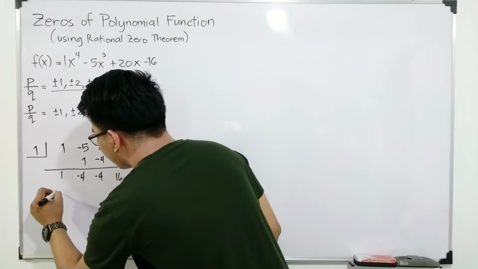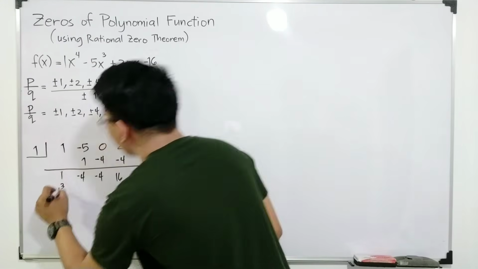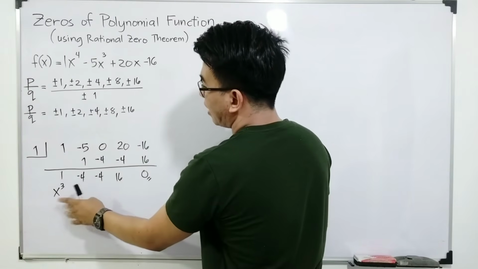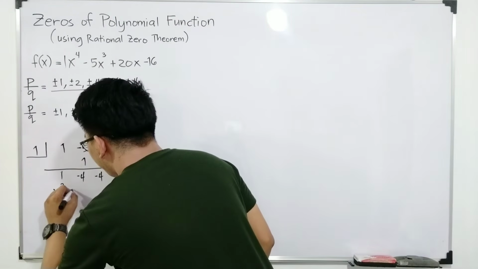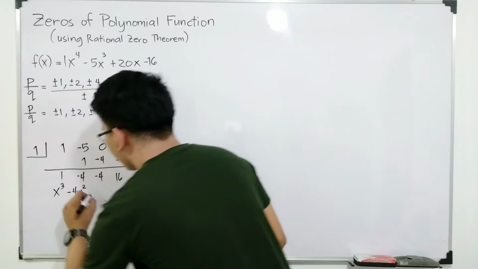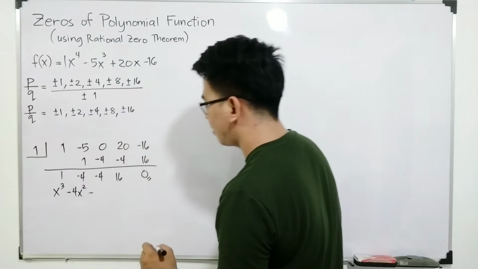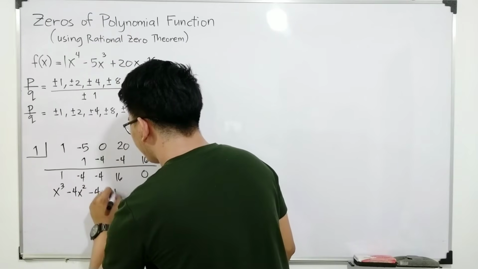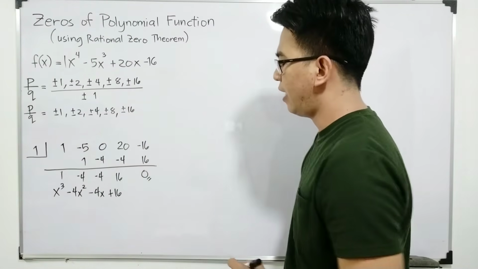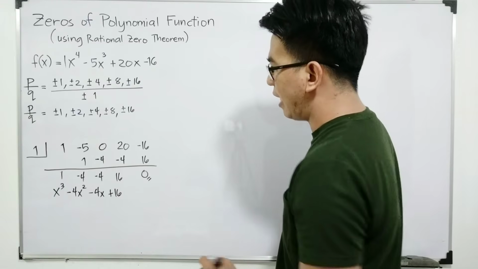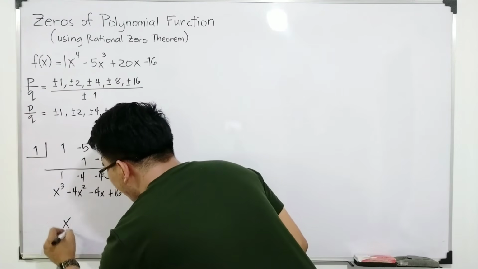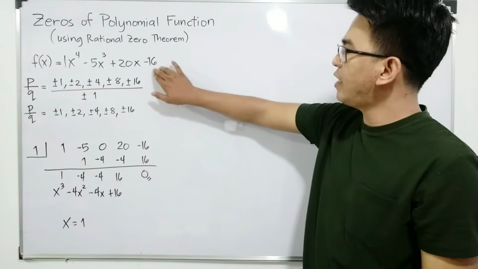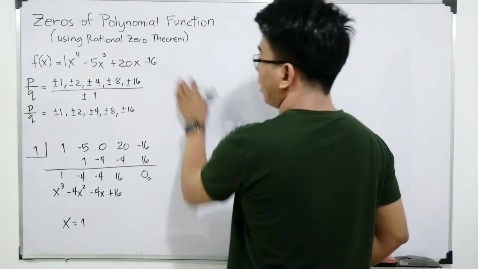We have here x to the 3rd power. Since mag-minus tayo ng 1, ang maging leading term natin na ito. Then minus 4x squared minus 4x plus 16. Ayan na. And again, yung first zero natin is equal to 1. So, given this function, we can convert this into an equation.